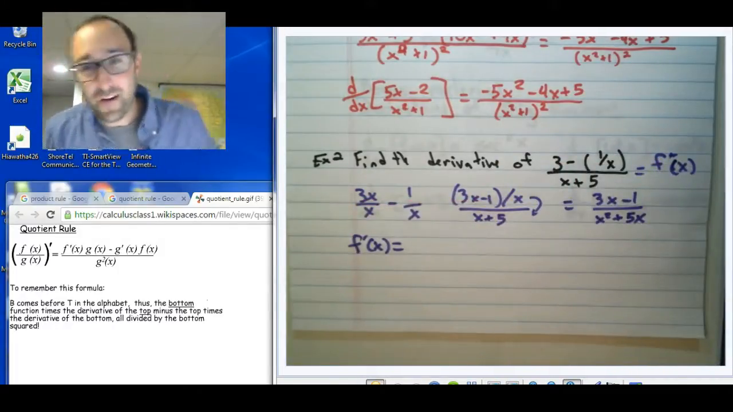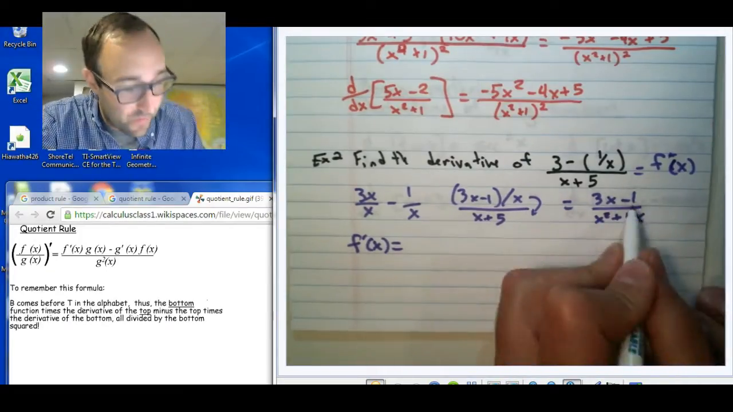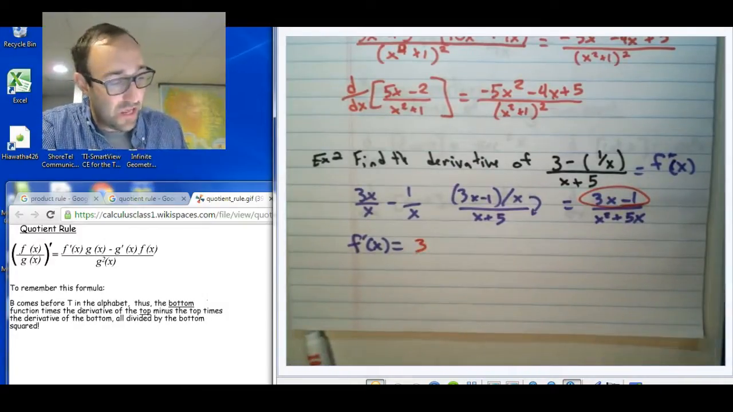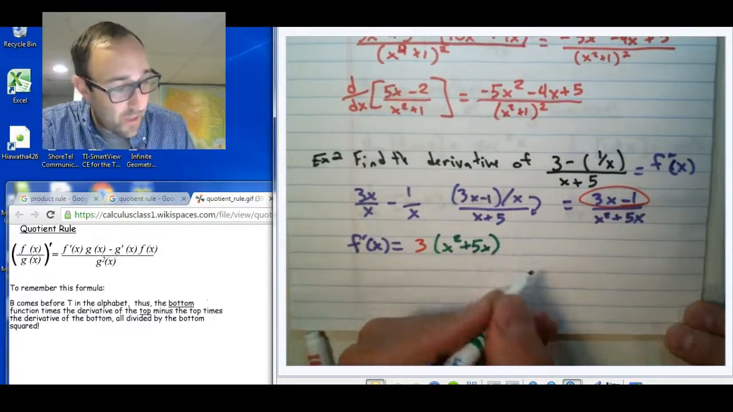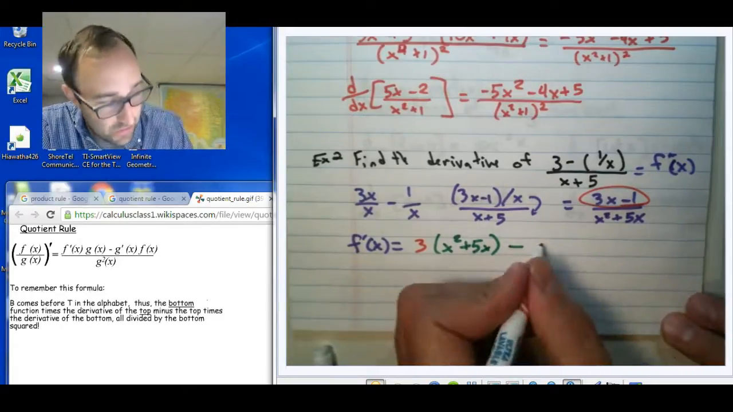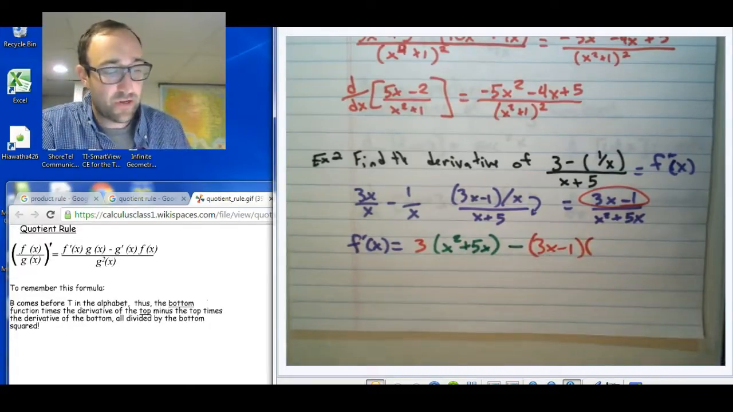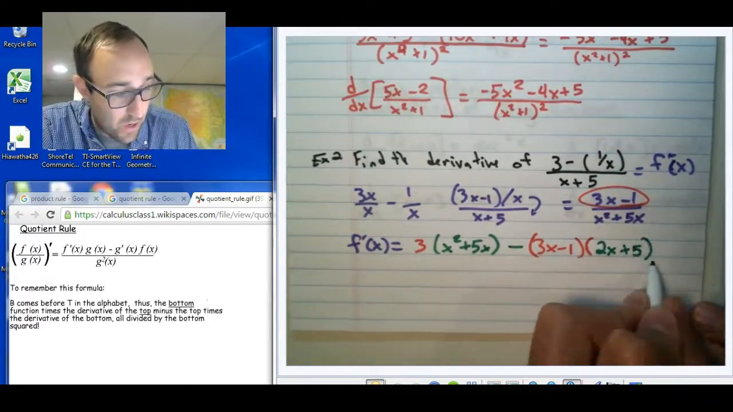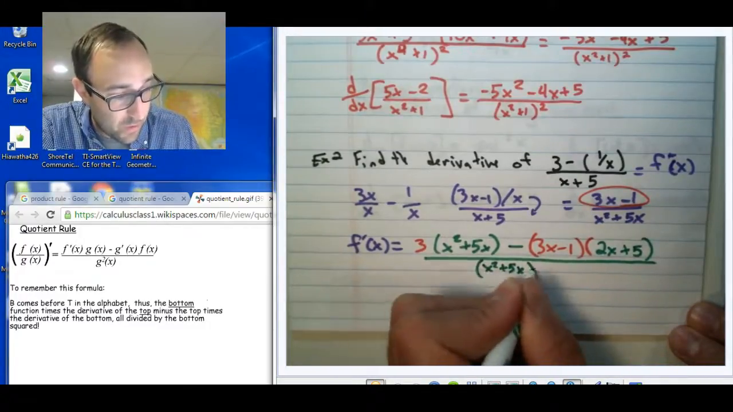So f prime of x is going to be the derivative of the top one. The derivative of the top here is just 3, and that's going to be multiplied by the denominator, x squared plus 5x. And then we're going to subtract the original numerator, which is 3x minus 1, times the derivative of the denominator, which is 2x plus 5, all over (x squared plus 5x) squared.